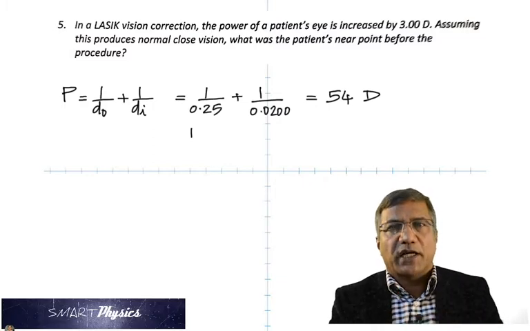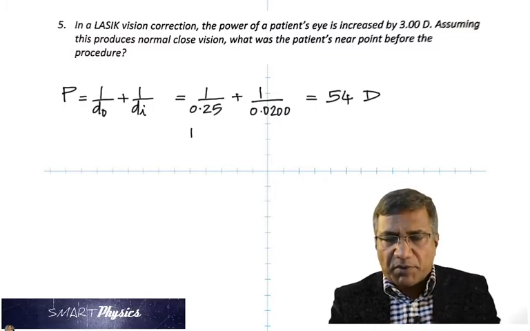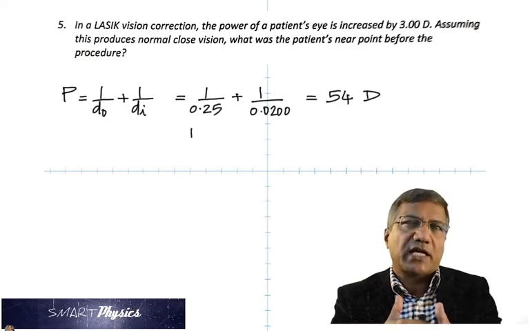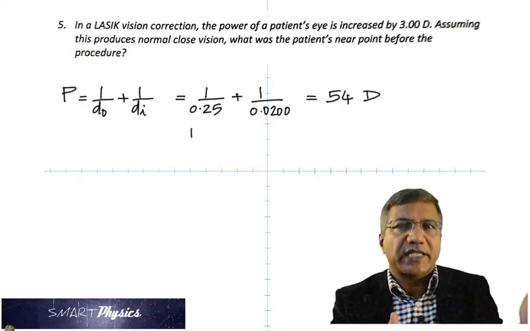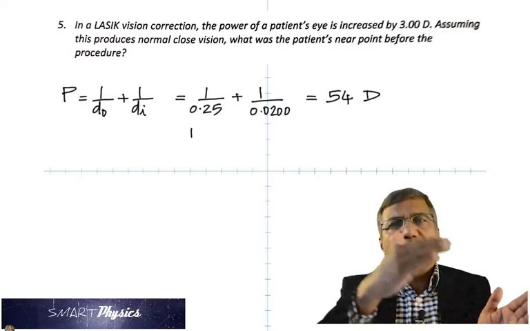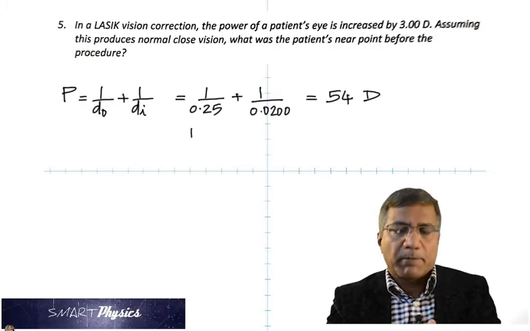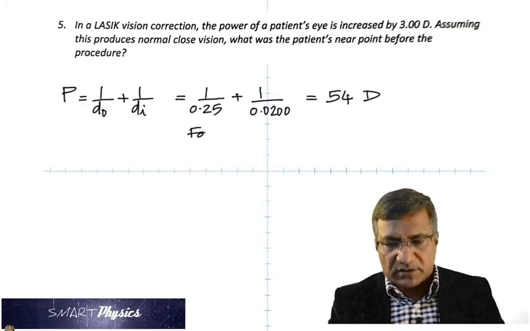That's for a normal eye. The problem says that the power was increased by 3, which means this person should have had a power of 51 diopter. That's why it's being increased by 3 to get it to 54. I hope that makes sense.